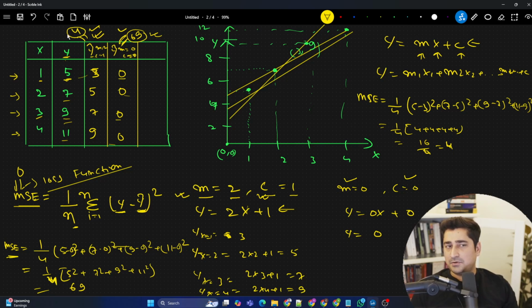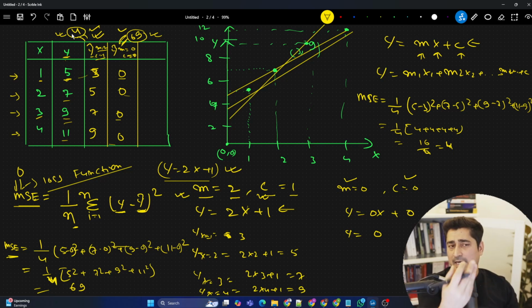So if I have to choose between these two, I will prefer to choose m is equal to 2, c is equal to 1, meaning I'll prefer y is equal to 2x plus 1, this equation for this particular data set, because with this data set, this equation is giving me less loss, right? Your MSE, mean squared error, is less.